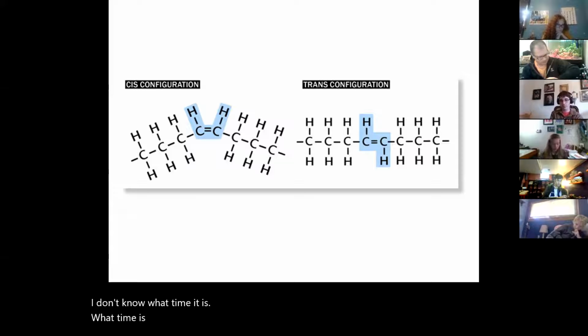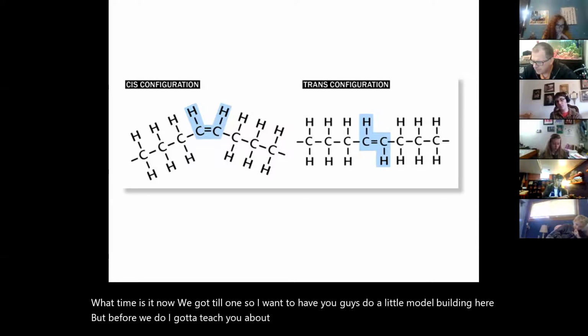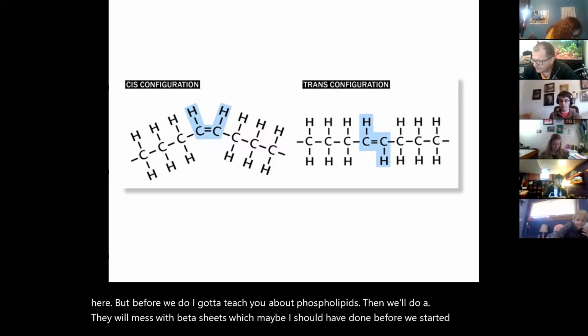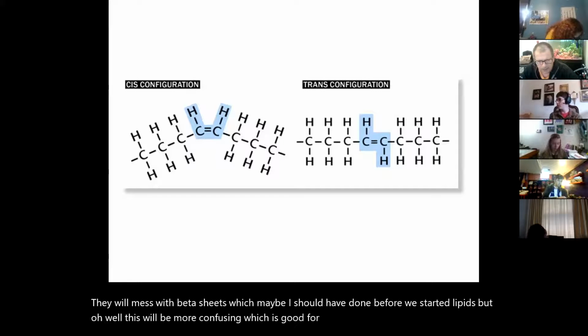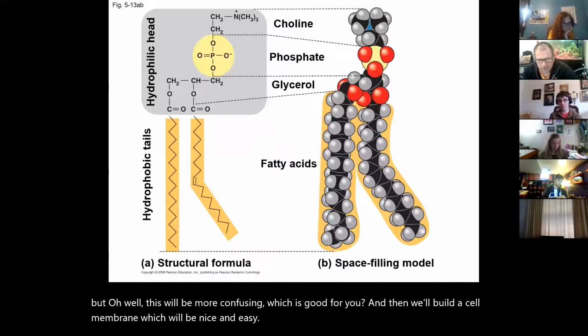Well, we've got till 1, so I want to have you do a little model building here, but before we do, I've got to teach you about phospholipids. Then we'll mess with beta sheets, which maybe I should have done before we started lipids, but oh well, this will be more confusing, which is good for you. And then we'll build a cell membrane, which will be nice and easy. The beta sheet will be a lot tougher.